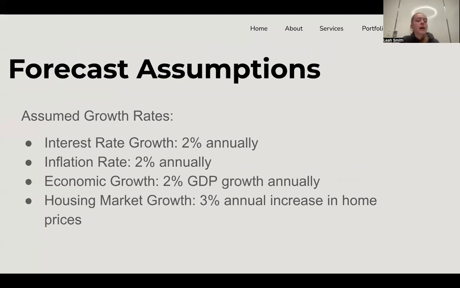So my forecast assumptions. I assumed my growth rates just to predict based off of past data. My interest rate growth was 2% annually, my inflation rate was 2% annually, and my economic growth was 2% annually. And lastly, my housing market growth was 3% annually in housing prices.